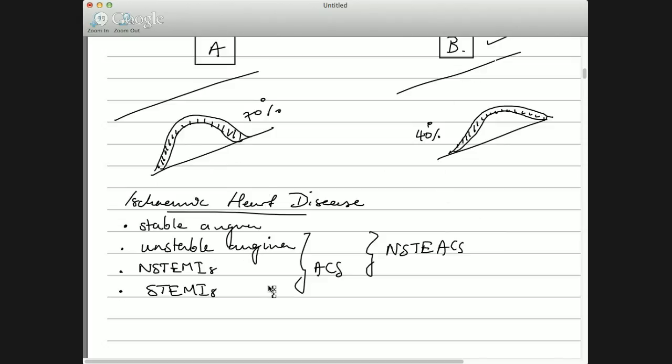So in a patient who has this sort of plaque, which is slowly growing, slowly getting bigger, maybe 70%, 75%, etc. Mind you, this blood vessel can be blocked up to 95% until you get ischemia at rest. So this vessel can be pretty blocked.